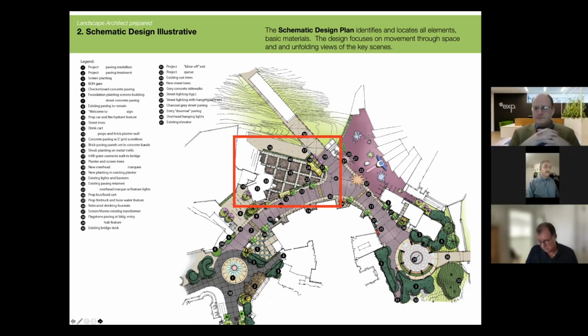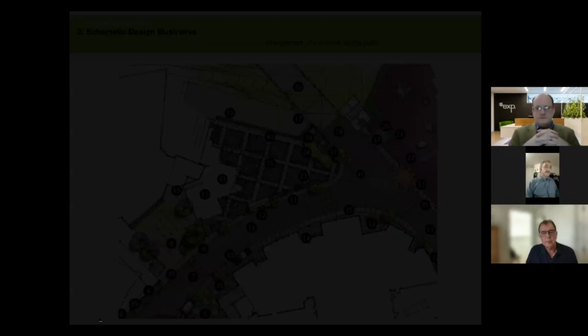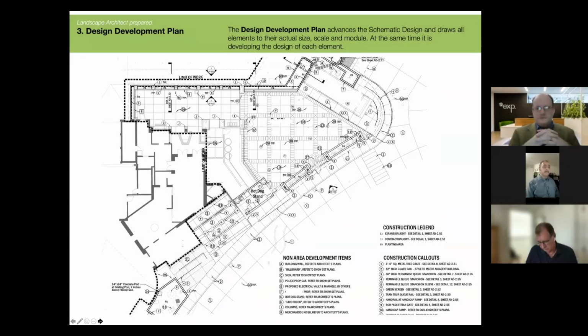Let me focus on this area here to explain the difference between schematic design and the next step in the process. Here you see the design team's original intent was to go with brick fields defined by concrete bands for this outdoor dining patio. But here's what we eventually ended up going with. This is a design development plan for the same patio. This is the third step in the design process.